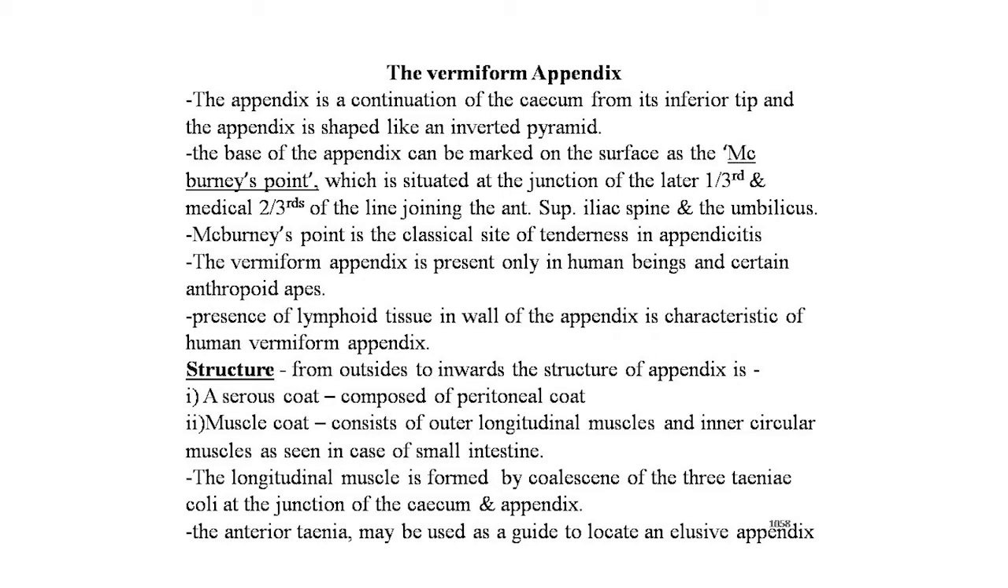Now the structure of the appendix from without inwards. The structure of the appendix is as follows: a serous coat composed of the peritoneal coat. The muscle coat consists of outer longitudinal muscles and inner circular muscles, as seen in the small intestine. The longitudinal muscle is formed by the coalescence of the three taenia coli at the junction of the cecum and appendix. The anterior taenia may be used as a guide to locate the elusive appendix.